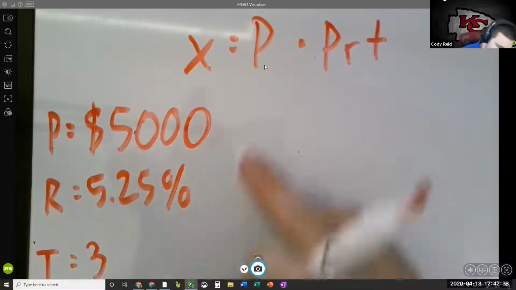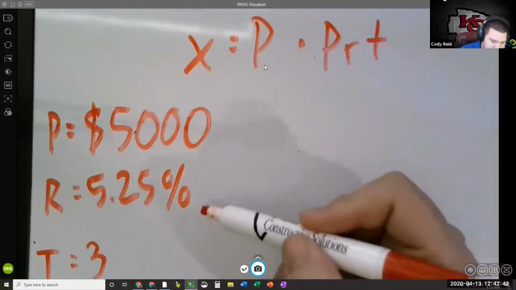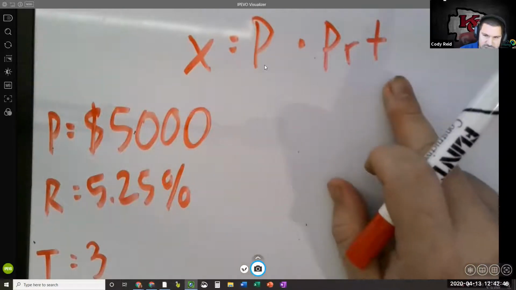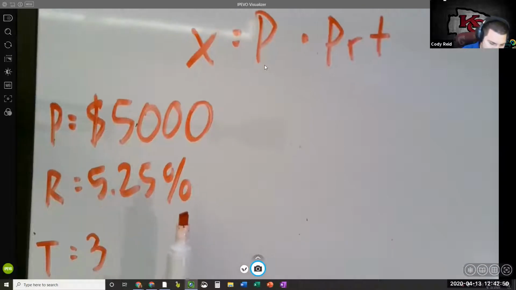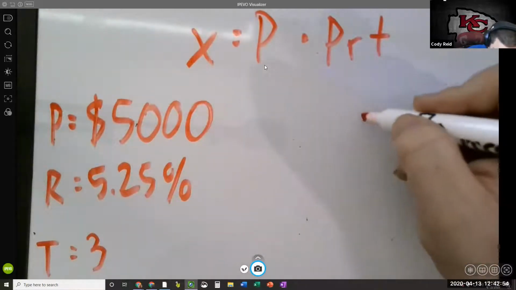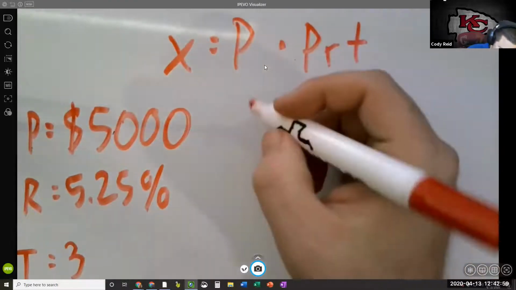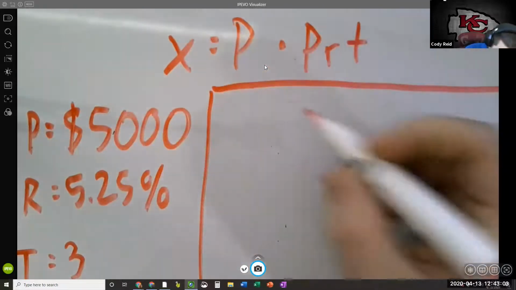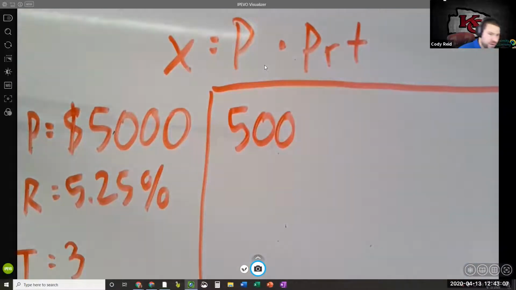Yep. So it's the amount of money you're starting with. The rate talks about the interest rate in decimal form, and then the T will talk about time, which in this case is 3 years. So our principal is 5,000, and the question was.